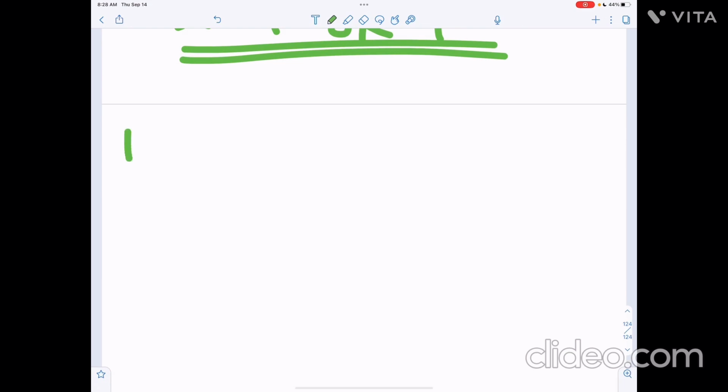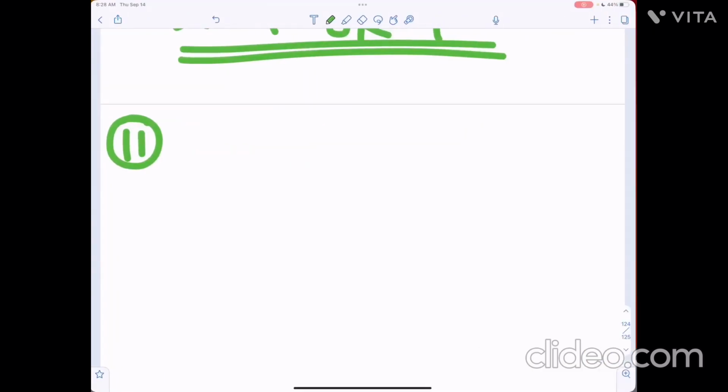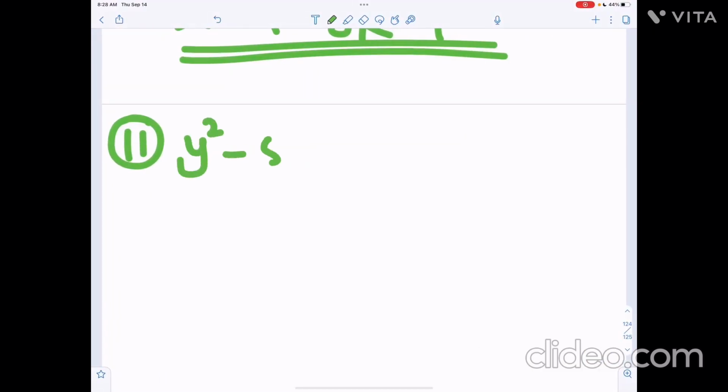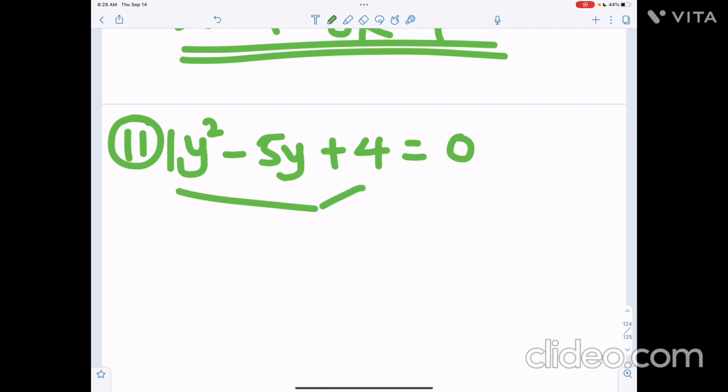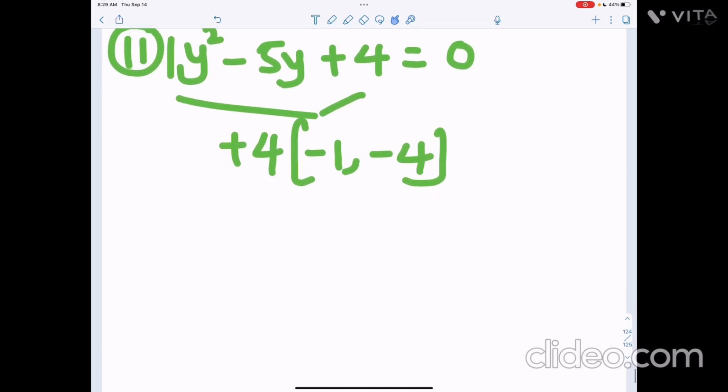Number 11 now. Question 11: y squared minus 5y plus 4 is 0. y squared is the same thing as 1y squared. So I do 1 times plus 4 to get plus 4. Factors that we add to give minus 5 and multiply to give plus 4 are minus 1 and minus 4.